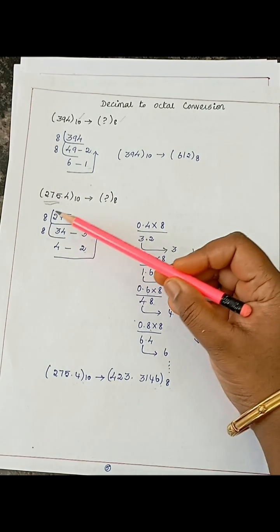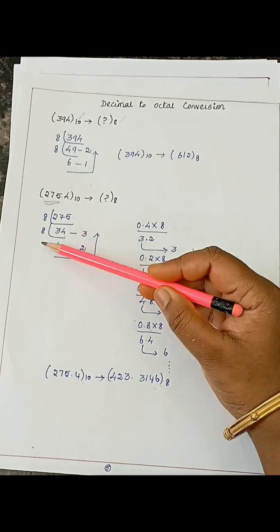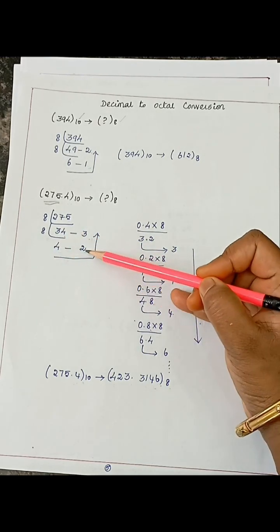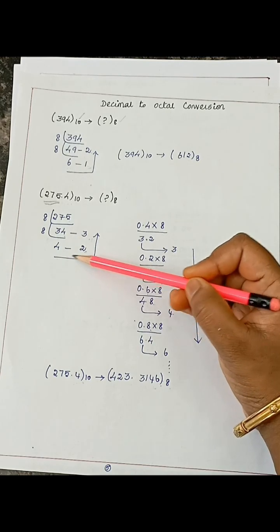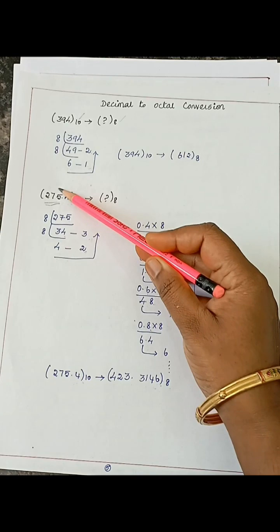So 275 is divided by 8. We are getting 34 with the remainder of 0. Again divide by 8. We are getting 4 with the remainder of 2. So here also we take from bottom to top, that is 423 is the result for this whole part.